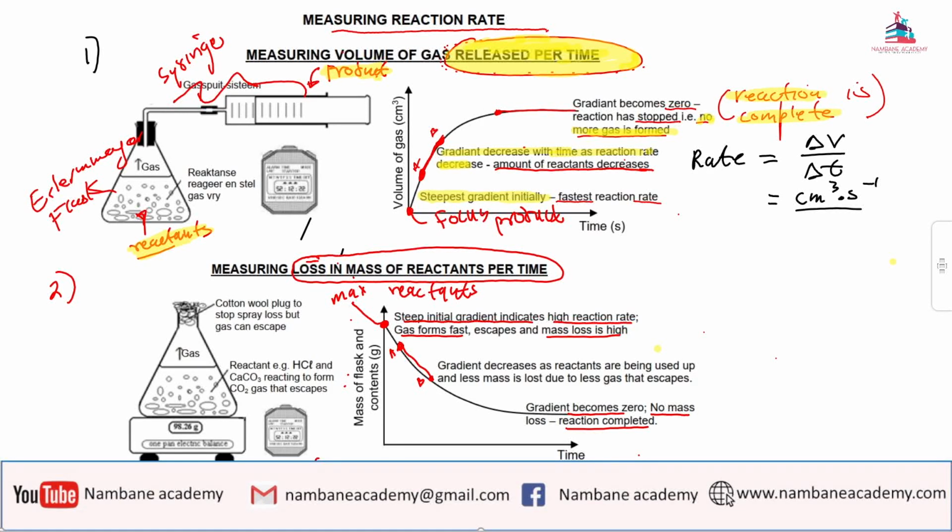So to further explain again, can we associate the gradient of mass versus time with rate? Definitely we can. That is when we say rate is equal to the change in mass over the change in time. Then the SI unit will just be grams per second, depending on what the examiner has given us. So we are going to stop here.